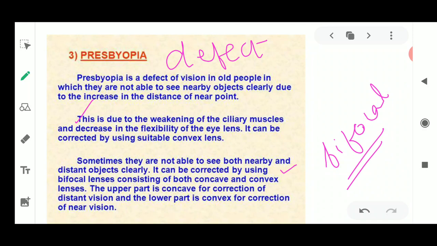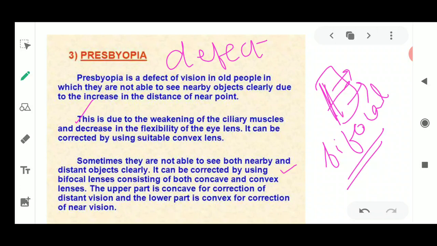Now the upper part is the concave lens. You have seen that the lens is a larger one, and half of the part is concave and half of the part is convex, according to the need of a person. So the upper part is concave for correcting the distant object, and the lower part is convex for correcting the nearby vision.